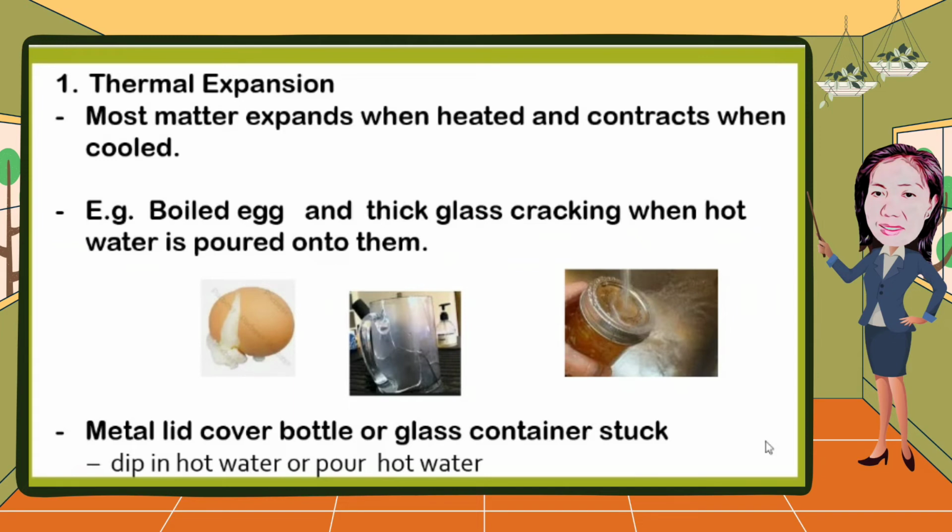what happened to the particles is they will stay and compress. So what happened is the distance between particles and particles will now be closer. So nagliit. Ibig sabihin, nagliit ang metal lid cover. So kung nagliit siya, nag-stuck siya doon sa mouth of the glass.